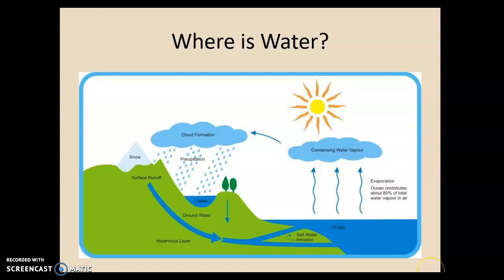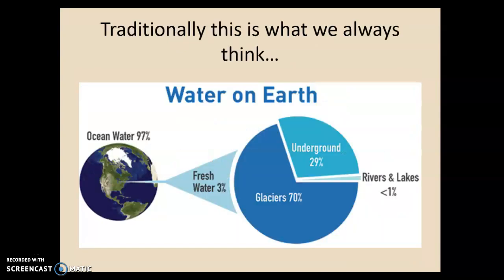So where is water? Traditionally you've probably thought about water in terms of the water cycle and the movement of water through that closed system. So we know that it's a closed system, which means that nothing ever leaves, it just circles around in there. You may have seen a diagram similar to this before.